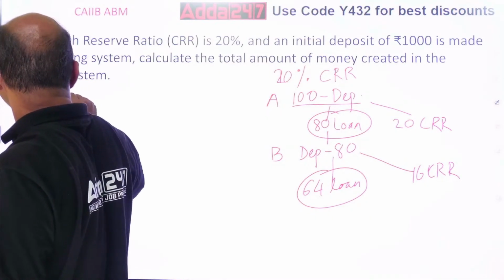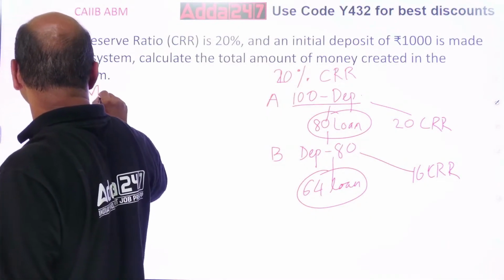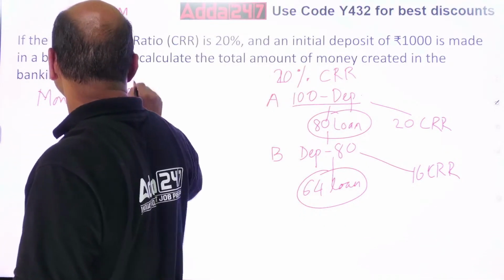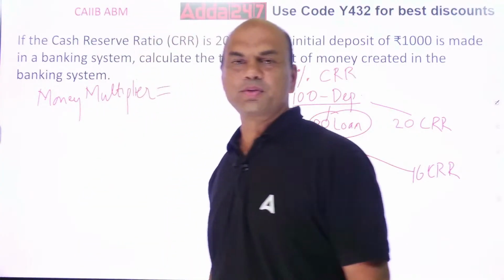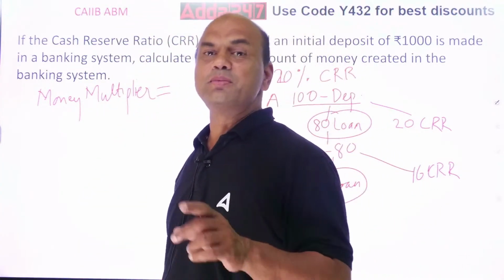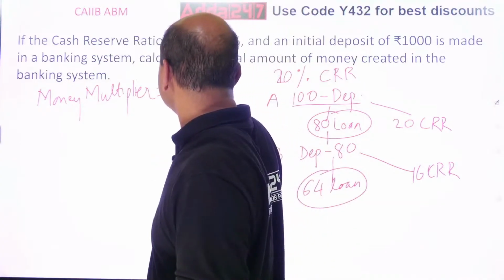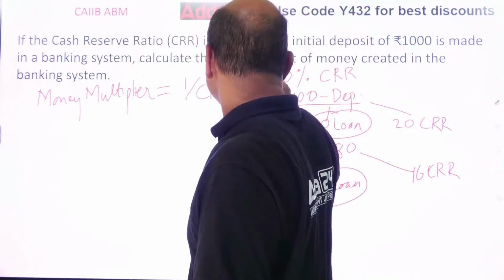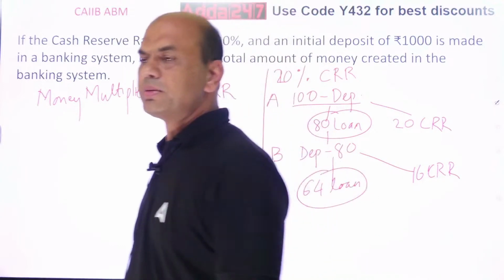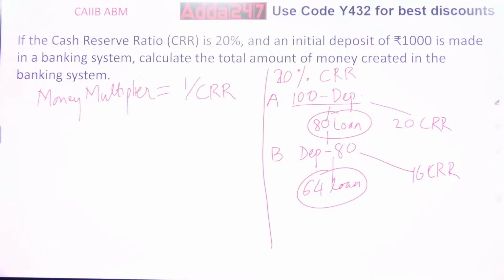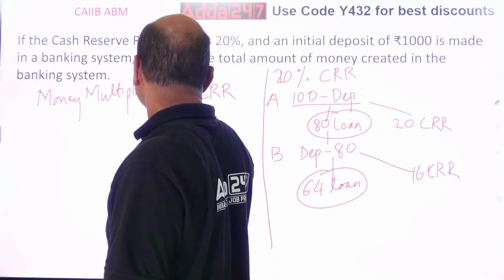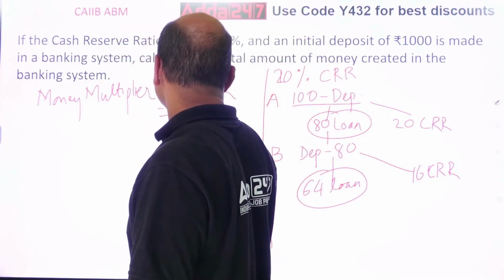Money multiplier. This term is very important for you in BFM also, in ABM also. Remember this now: the money multiplier equals 1 upon CRR. What is the CRR given now? 20%, so 0.2. So the money multiplier equals 1 upon 0.2. So what is that? 0.25?